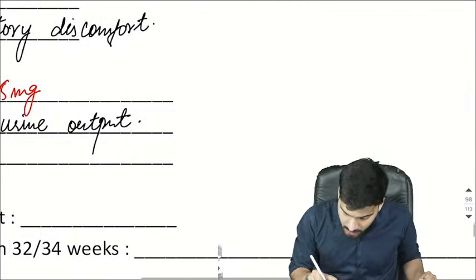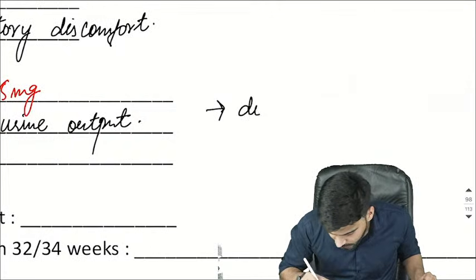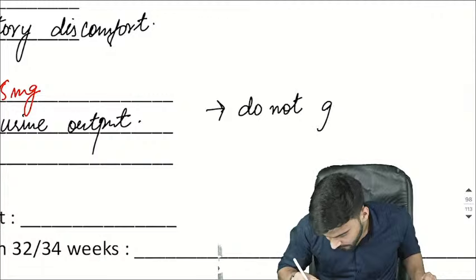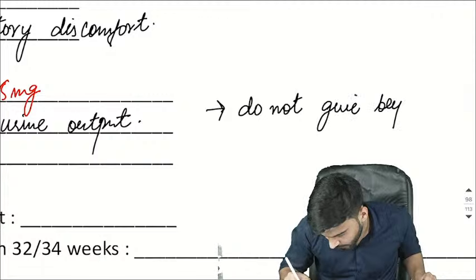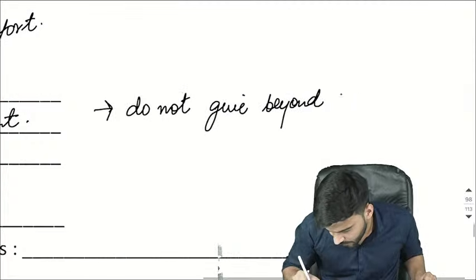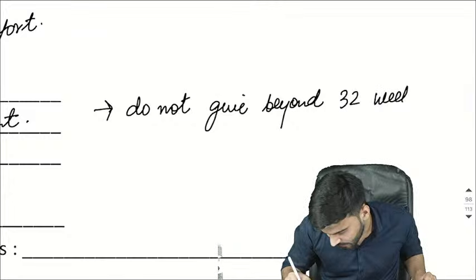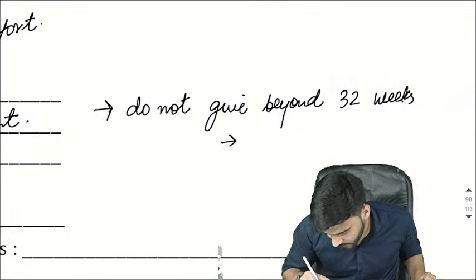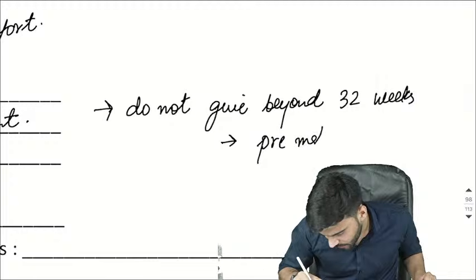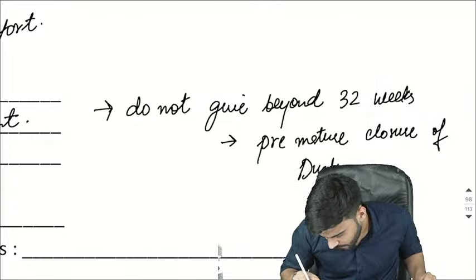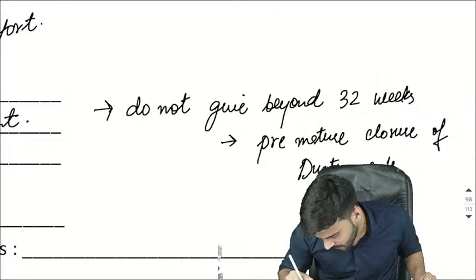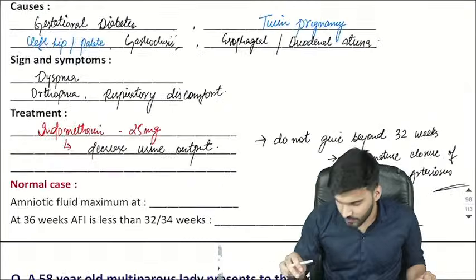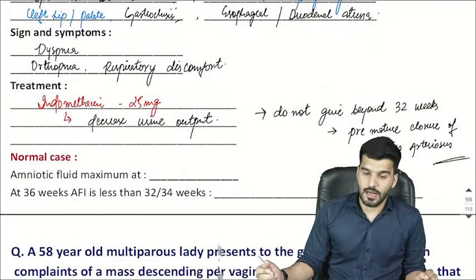But remember, do not give beyond 32 weeks. Why? Because it will lead to the premature closure of the ductus arteriosus.